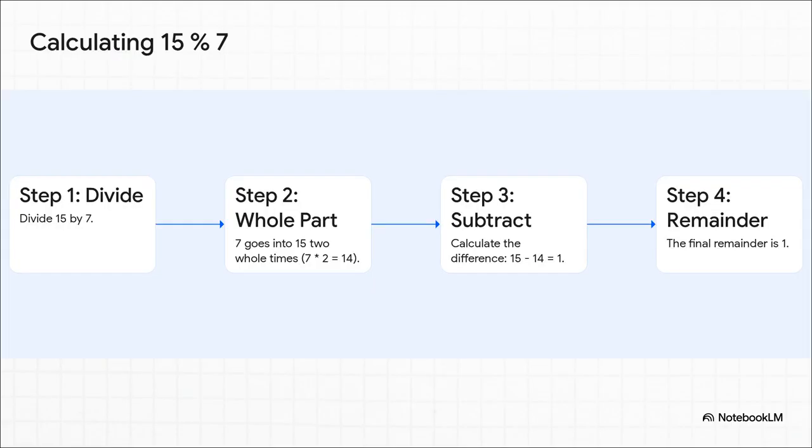Let's break it down with an example. Say we have 15 % 7. Here's how Python thinks about it. First, how many full times can 7 fit into 15? Well, twice, right? Because 7 times 2 is 14. Cool. Now, what's the difference between our starting number, 15, and that 14? It's 1. And that's it. That's your remainder. That's what the modulus operator gives you.